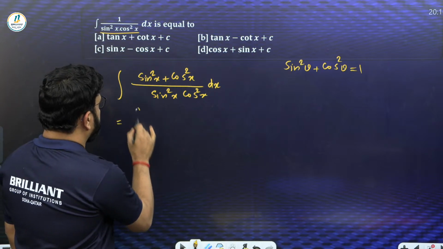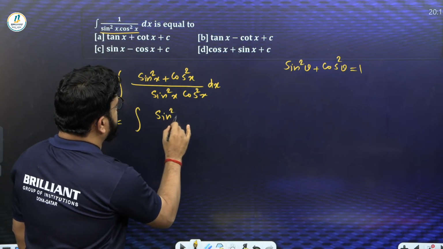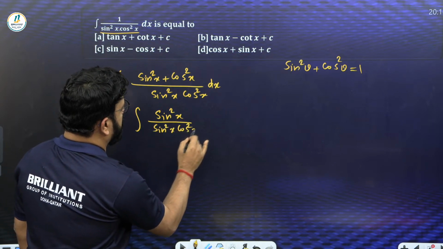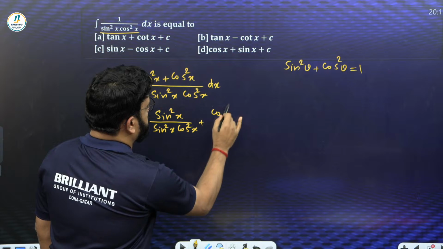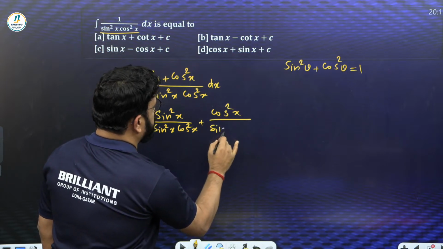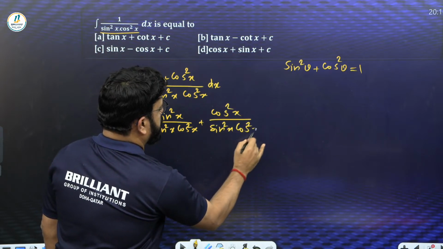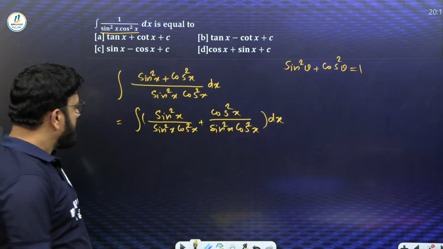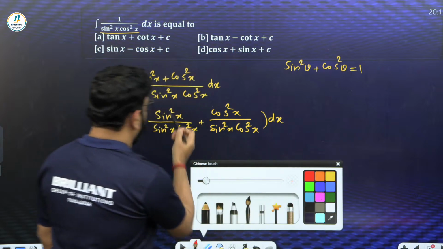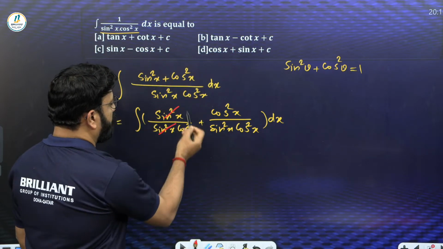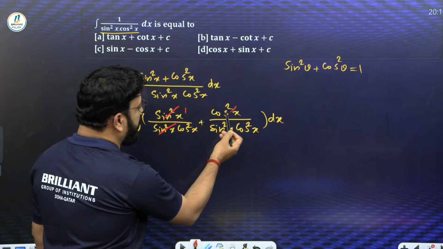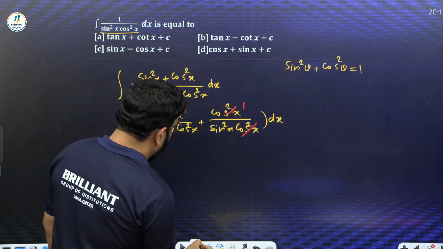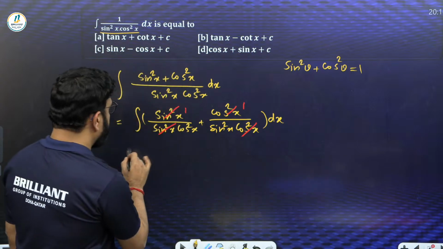Splitting the denominator, the integral of sine square x by sine square x into cos square x plus cos square x by sine square x into cos square x, all together with respect to x. Now sine square x we can cancel here. Sine square x and sine square x cancel, leaving 1 by cos square x. Cos square x we can cancel, leaving 1 by sin square x. What is 1 by cos square x? It goes to sec square x.